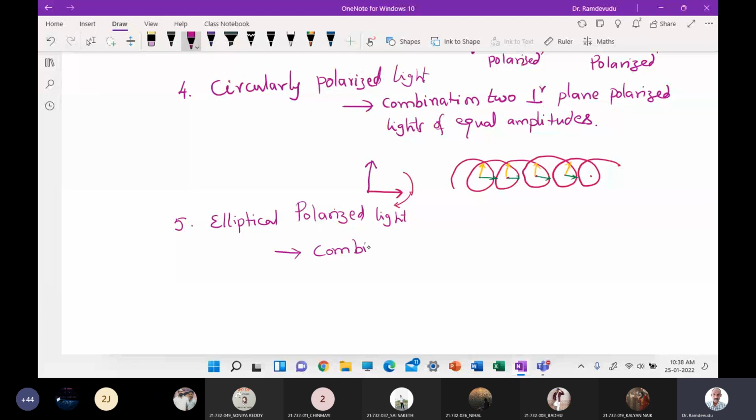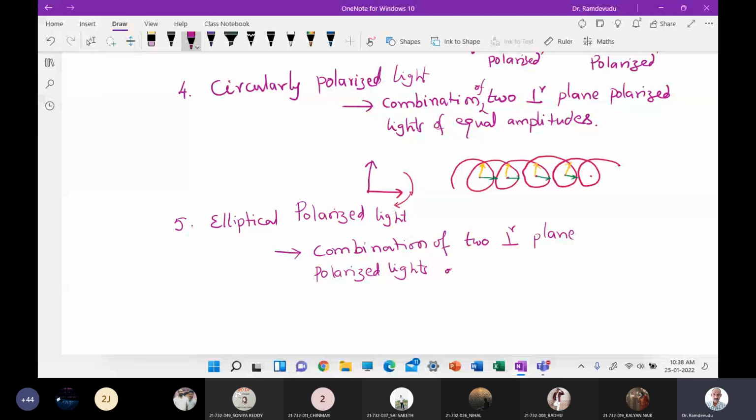of two perpendicular plane polarized lights of unequal amplitudes, meaning that one is larger than the other.